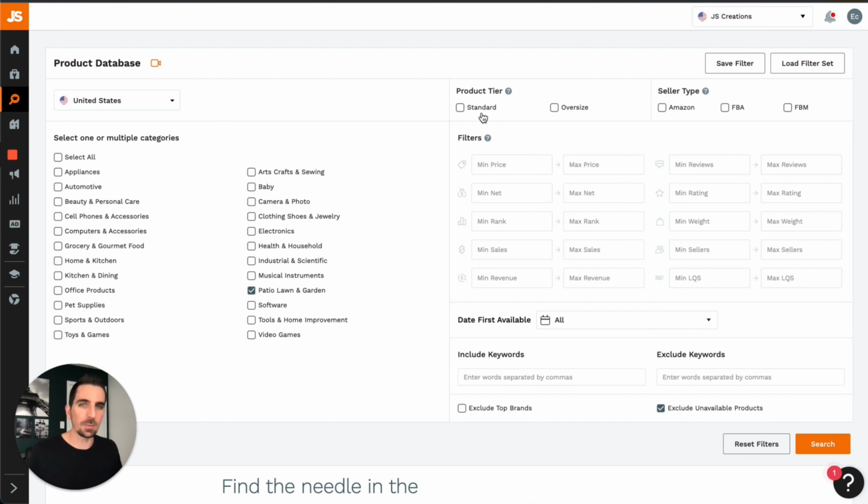So working our way down from the top, the product tier refers to the size of these products. If you're a beginner, just go ahead and click that standard box because that'll be most items that you would find on Amazon. The oversized category refers to things that are really dense and heavy or have unusual dimensions, so they're large and they're going to be a lot more expensive to store in a warehouse and ship to the customers. And that's true whether you're going to use Amazon services or you plan to do this yourself. So if you have some experience, you might want to check that to widen your results. But if this is your first time looking for a product on Amazon, I would say don't even bother with the oversized category. Now the seller type, you can choose Amazon, FBA, or FBM.